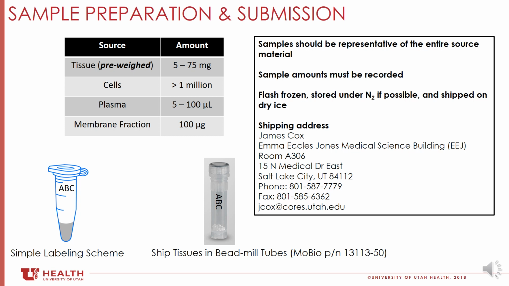Generally, we recommend a minimum of 5 milligrams of wet tissue, 1 million cells, 5 microliters of plasma, or 100 micrograms of protein from a membrane fraction. We also require researchers to record those values when preparing those samples. With few exceptions, all samples should be flash frozen, stored under nitrogen if possible, and shipped on dry ice. Researchers are free to label their samples as they see fit, although we strongly recommend a simple labeling scheme that refers back to detailed sample information.